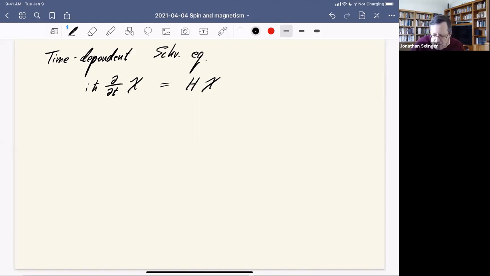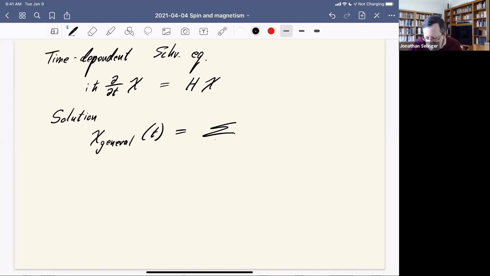And the solution is that the general chi as a function of time is the sum over the eigenstates of the Hamiltonian of some coefficient c sub i times chi i times e to the minus i energy t over h bar.